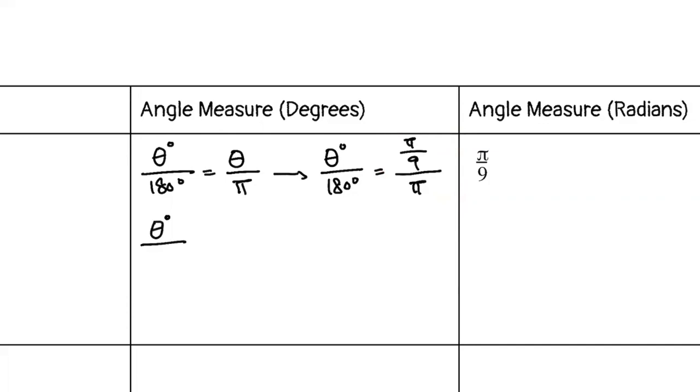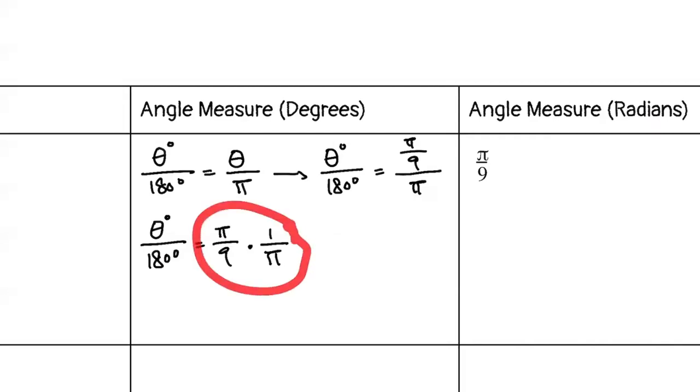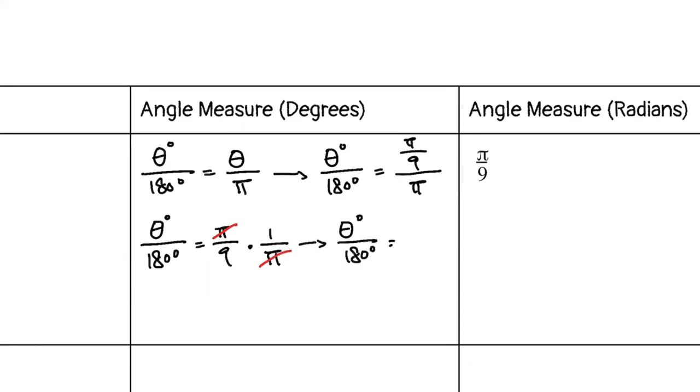Theta degrees over 180 degrees equals, another way I can write this is pi over 9 times, if I'm dividing by pi, I could also multiply by the reciprocal. If we think back to fractions, I can just multiply by the reciprocal. Now, what about this form makes my life a little easier? You can cancel out the pi. Perfect. Now it's easier to see that those reduce and go to 1, and it looks a lot less scary. So we get theta degrees over 180 degrees equals 1/9.